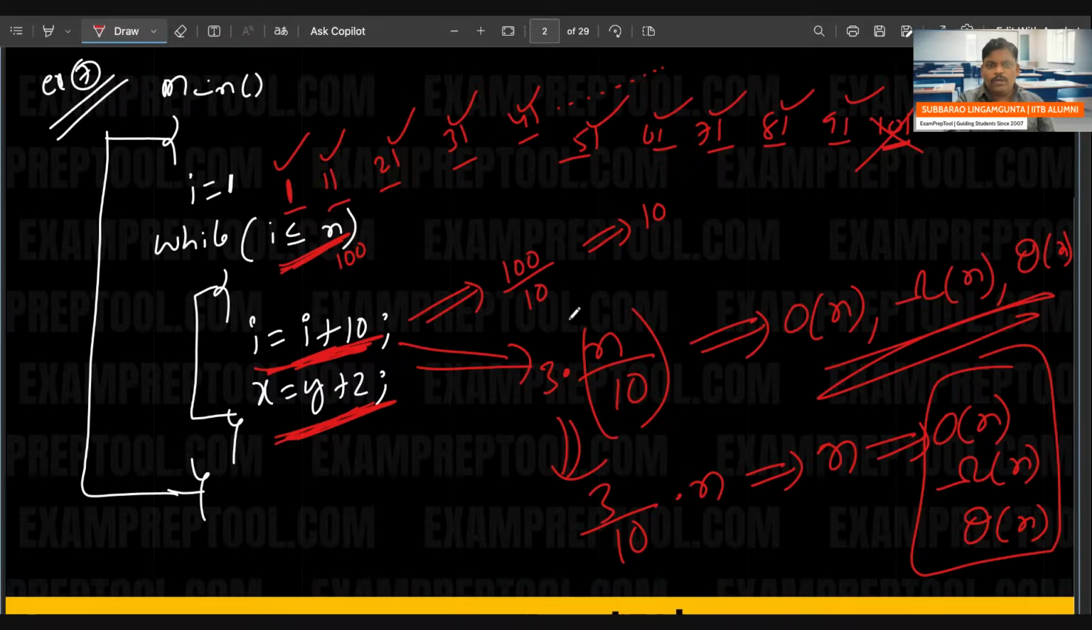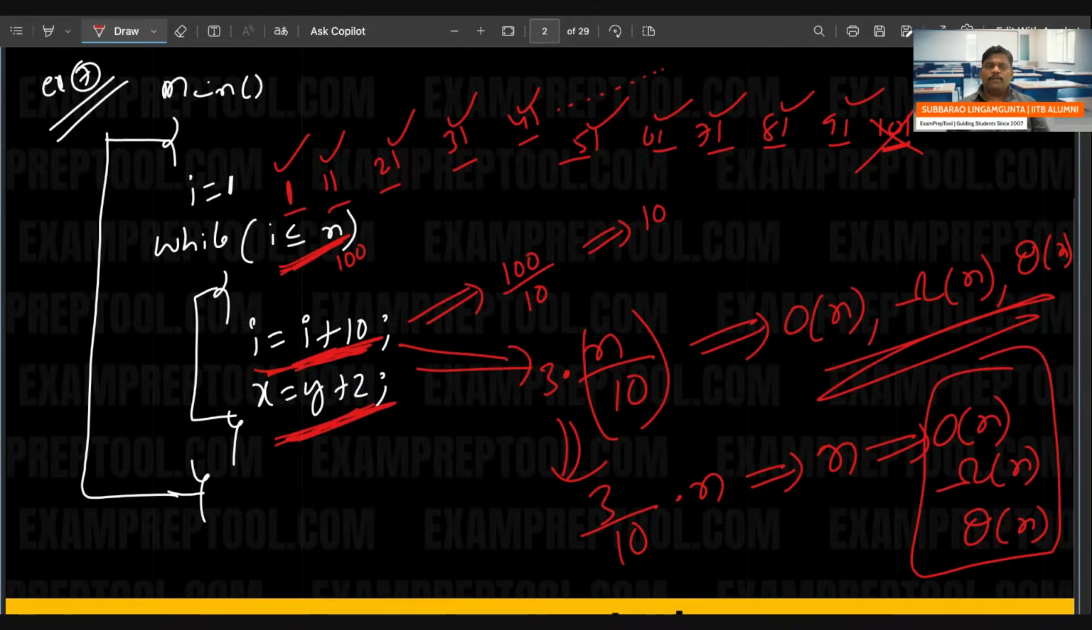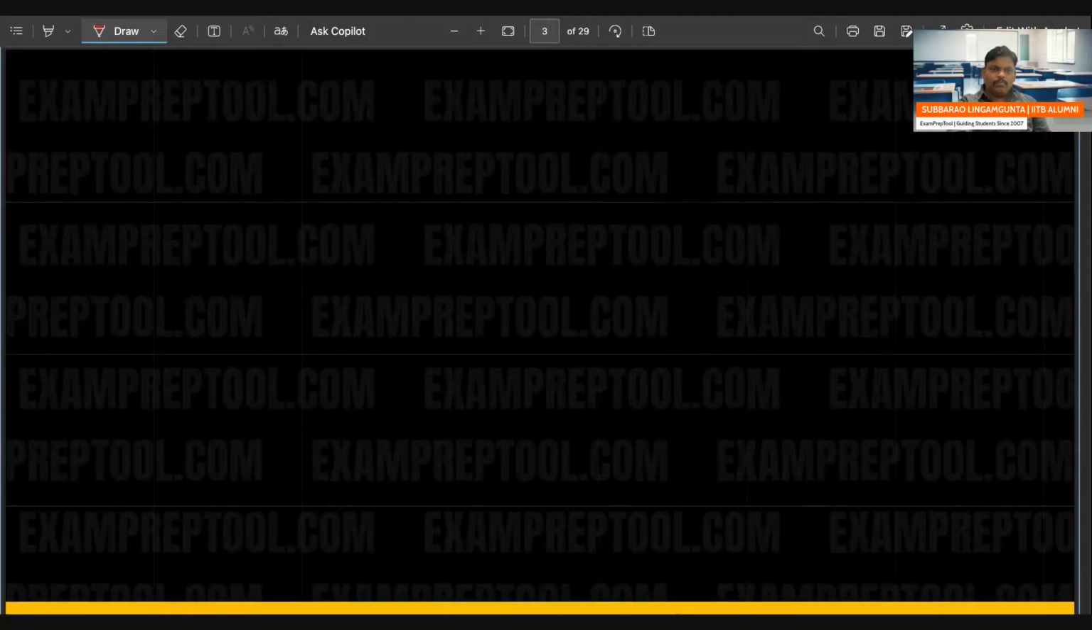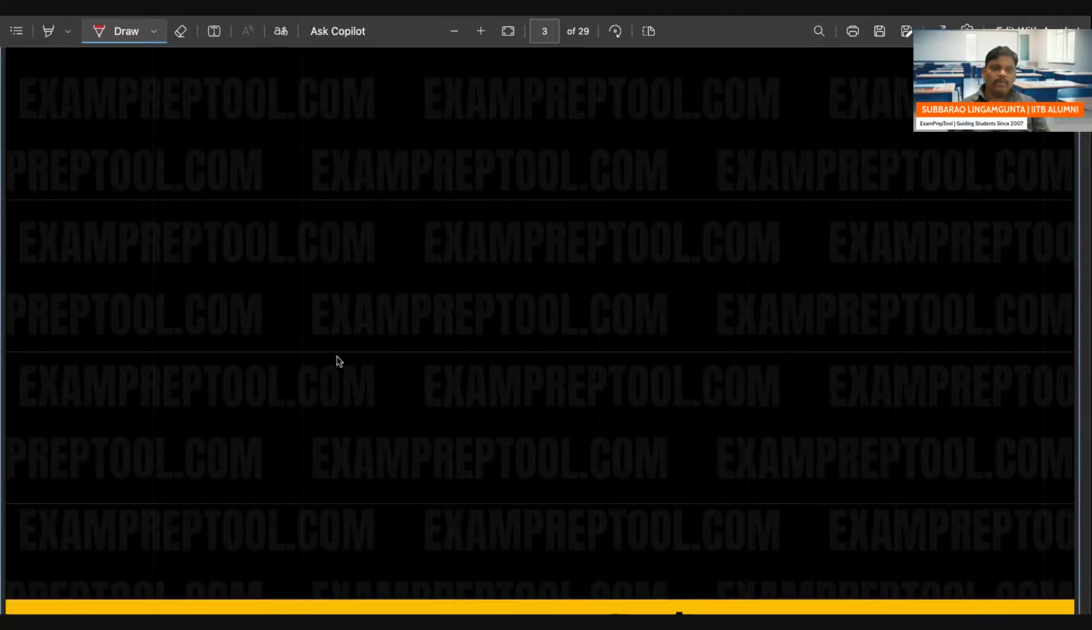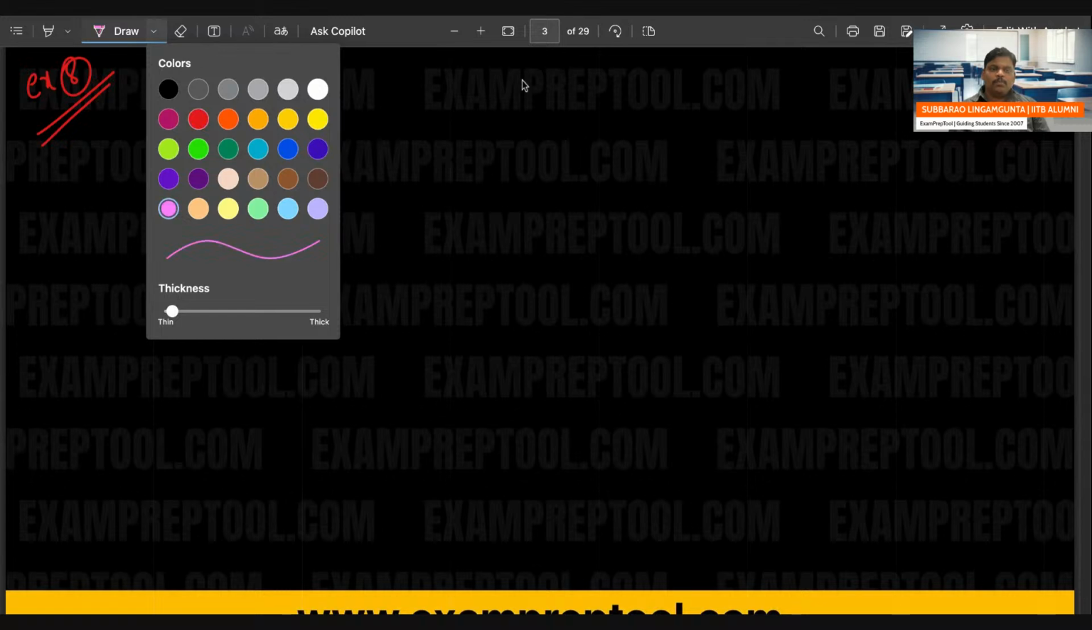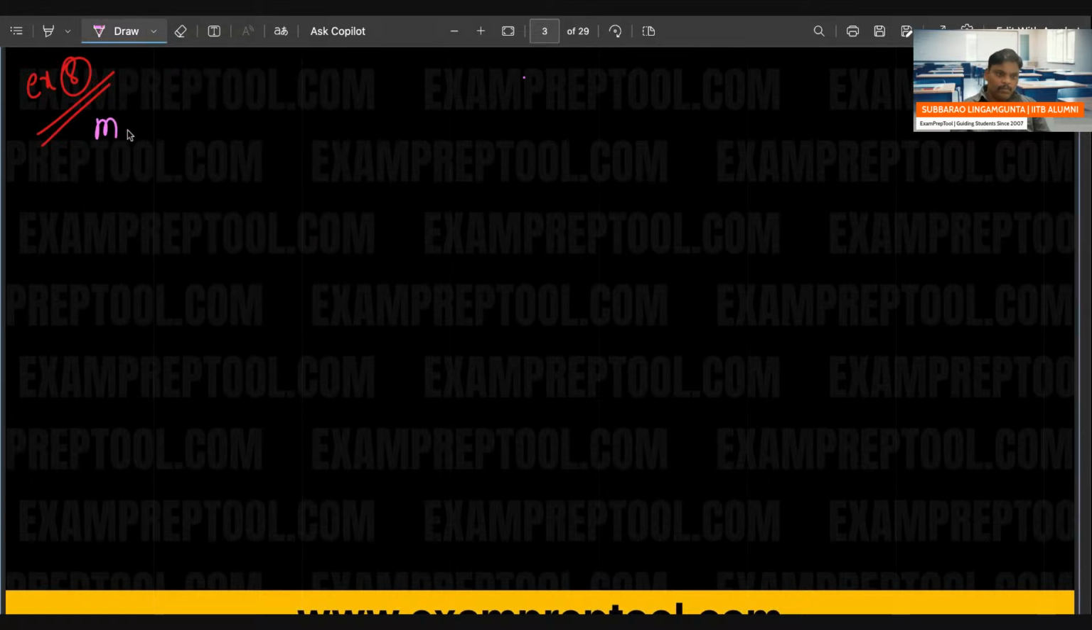Now let's move to the next problem. Example 7 you also did. Let's go to example 8. Be careful, everyone. Example 8, everyone take care. This is going to be interesting. Please see.